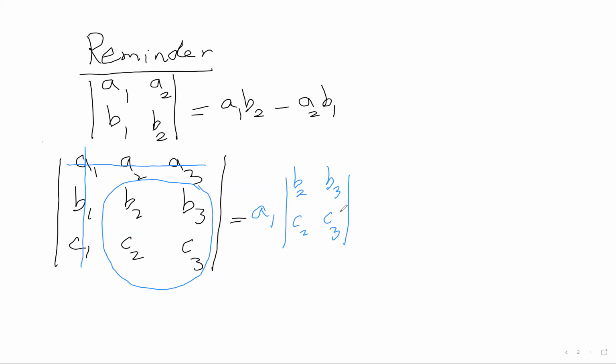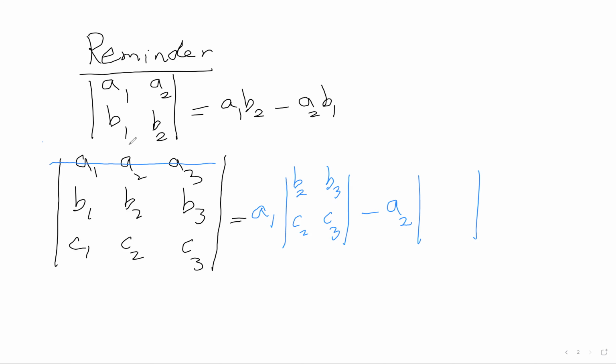This is the first term of the expansion of the determinant. Then minus, I look at the second number on the first row, A2. So minus A2 times the determinant of a 2 by 2 matrix. A2 is located on the first row and the second column. Forget about this row and this column. The rest, B1, B3, C1, C3.